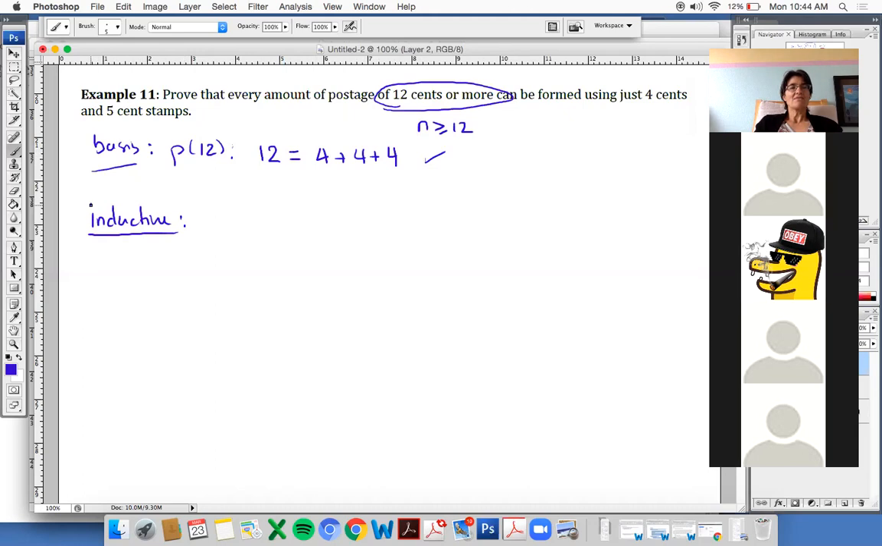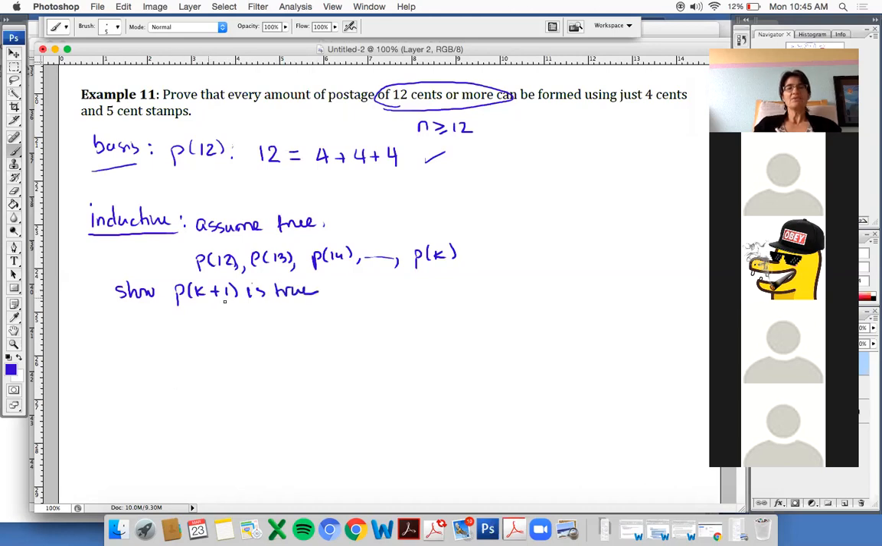For the inductive step in strong induction, you're not just assuming that P(k) is true, you're assuming that everything up to and including P(k) is true. So you're going to use everything that comes before your k plus 1 statement. We assume P(12) is true, P(13) is true, P(14) is true, all the way to P(k). All of these statements are assumed to be true, and we want to show that the P(k+1) statement is true.